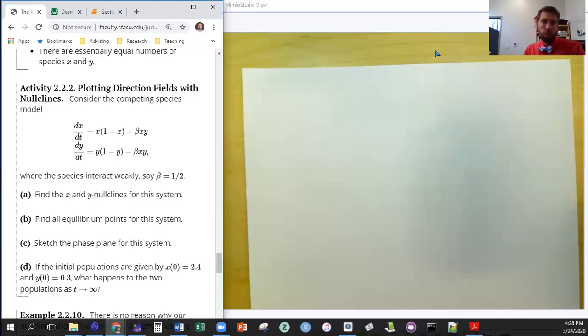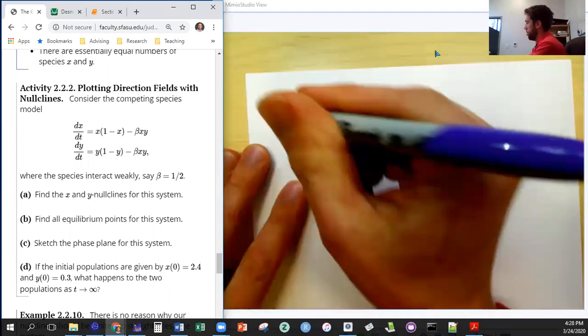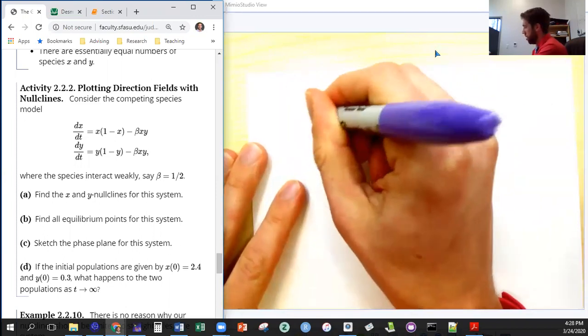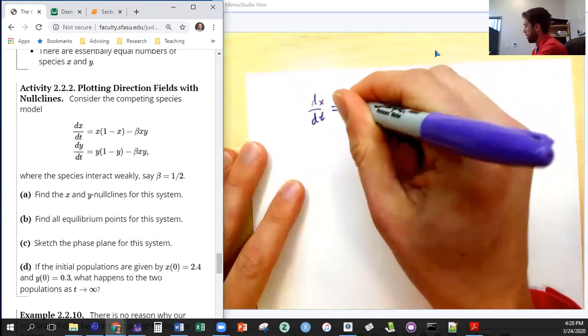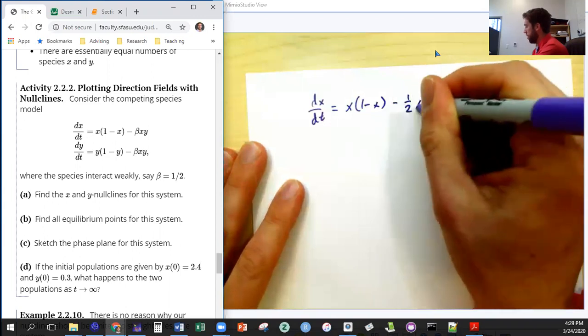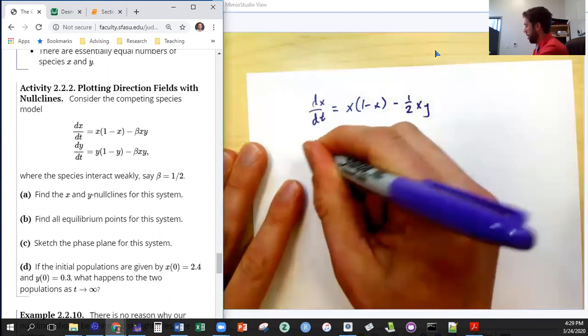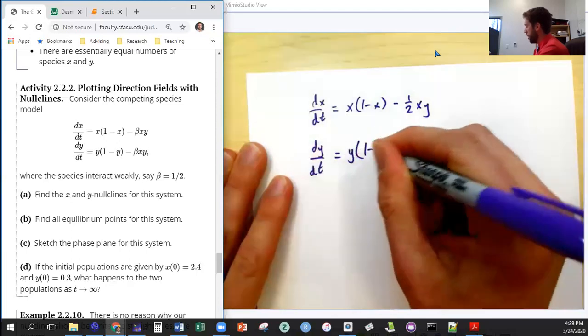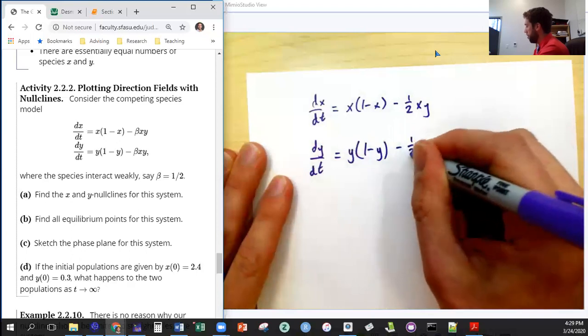This is differential equations, section 2.2. We're now going to do activity 222. In this one, we've got a differential equation. Here, beta is 1/2. So we have dx/dt equals x times (1 minus x) minus 1/2 xy, and dy/dt equals y times (1 minus y) minus 1/2 xy.